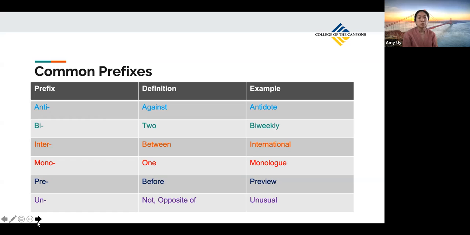There's inter, which means between, and an example is international. And that means existing or occurring between at least two nations. Then there's mono, which means one, and an example is monologue. A monologue is a long speech by one person. Then there's pre, which means before, and an example is preview, and that's to view something before. And then there's un, which means not or opposite of, and an example is unusual, which means not usual or opposite of usual.